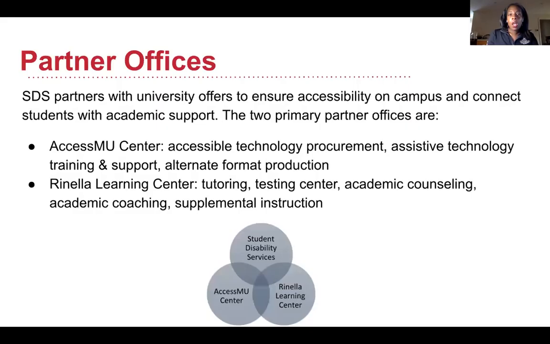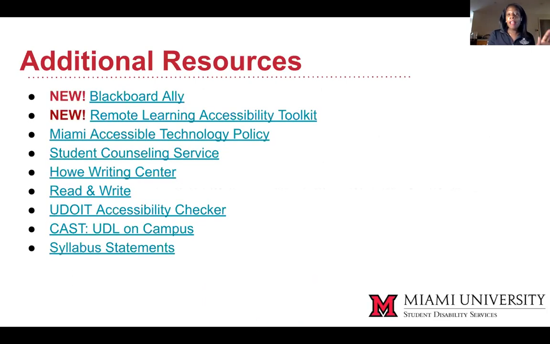Just be aware, we've got Ranella Learning Center, tutoring, academic counseling, but Access MU Center is another office that you really want to be aware of. They help with all of the assistive technology, captioning services, accessible technology procurement. We work really closely with them on making sure our digital systems are accessible. They're located in Shriver Center. And here's another list of some additional resources.